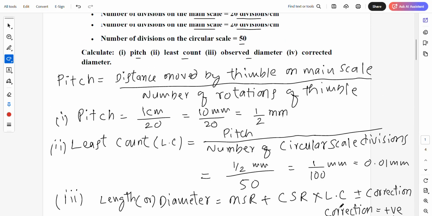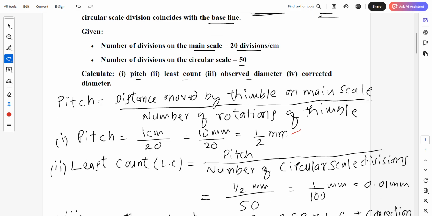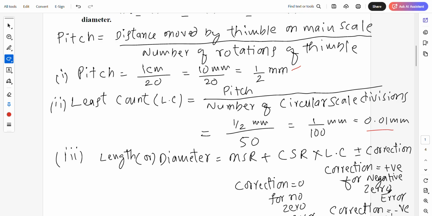In the previous problem also, in the same way we are proceeding. Here the number of divisions on the main scale, 20 divisions per centimeter. 1 centimeter by 20, convert this centimeter into millimeter, 10 millimeter by 20, that is 1 by 2 mm, that is 0.5 mm we got. Least count is pitch divided by number of circular scale divisions, 1 by 2 mm by 50, that is 1 by 100 mm, 0.01 mm we got. Now, the diameter is MSR plus CSR into LC, plus or minus correction.